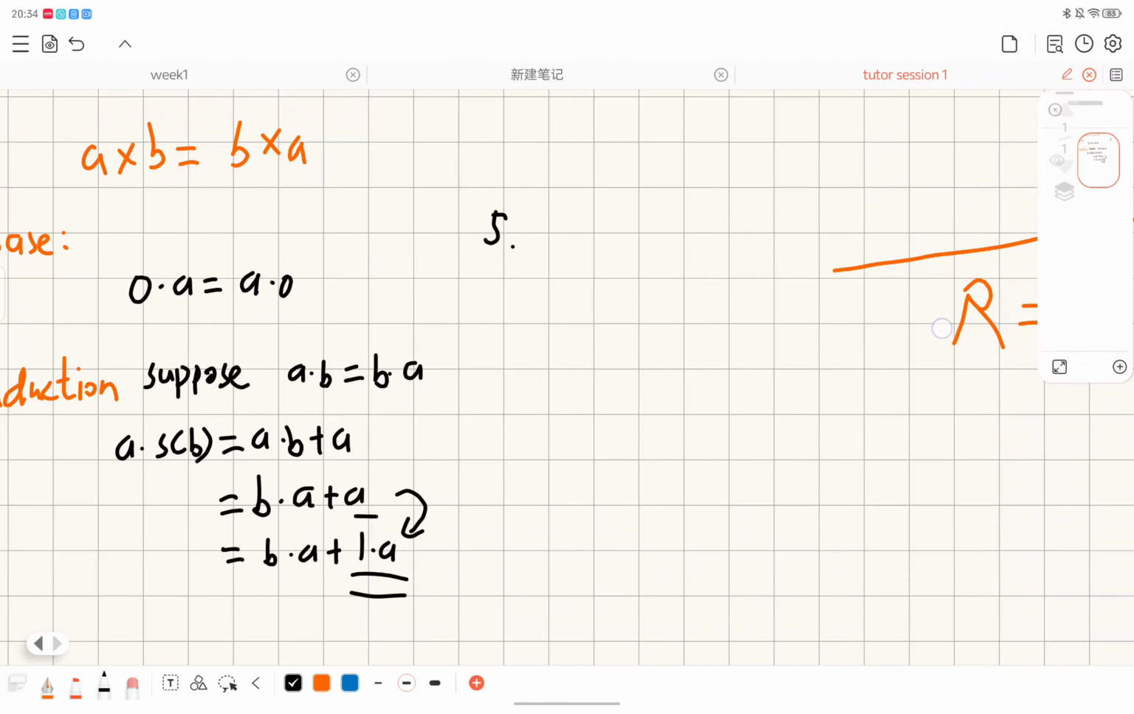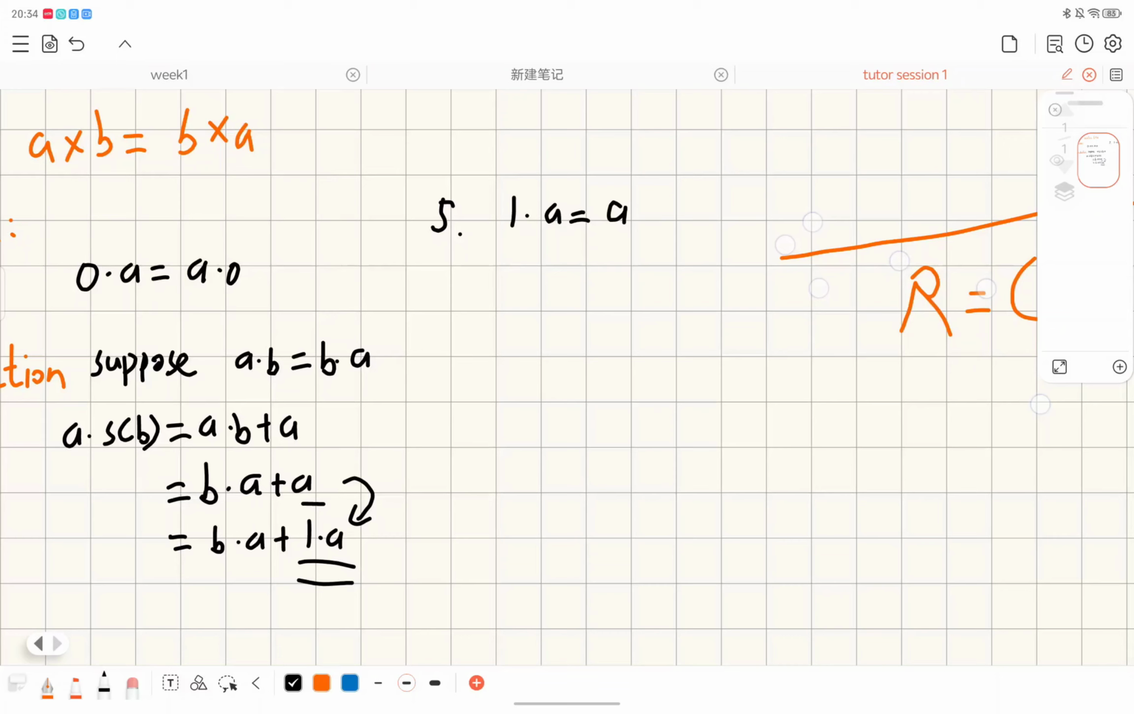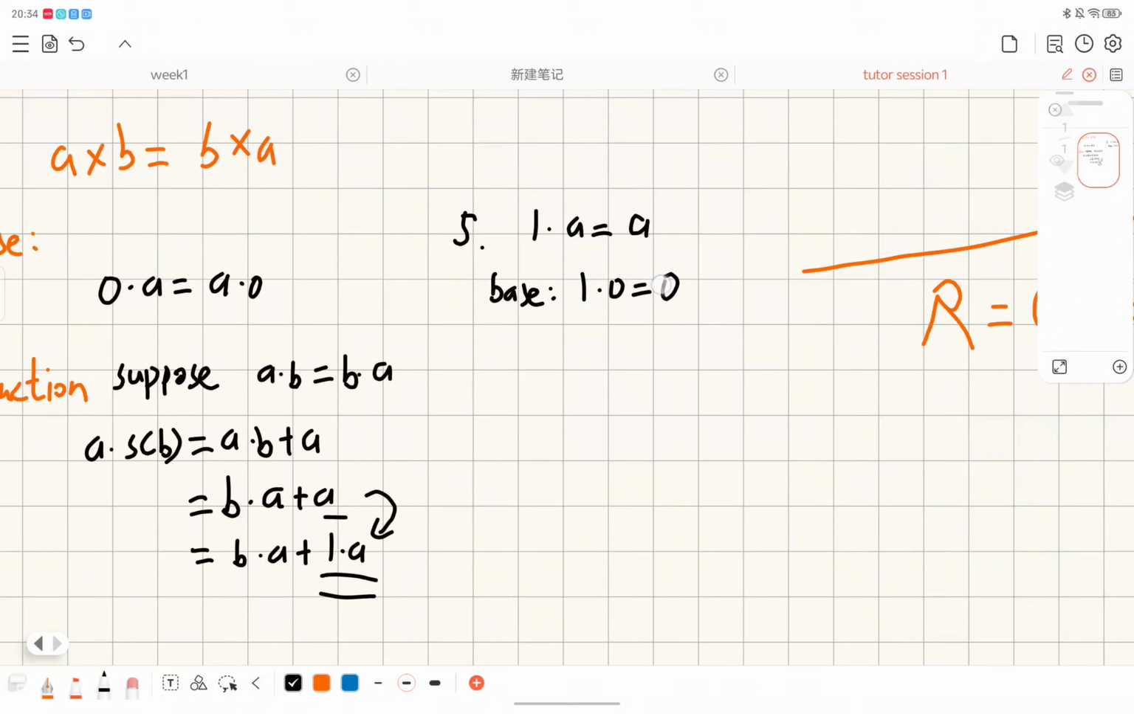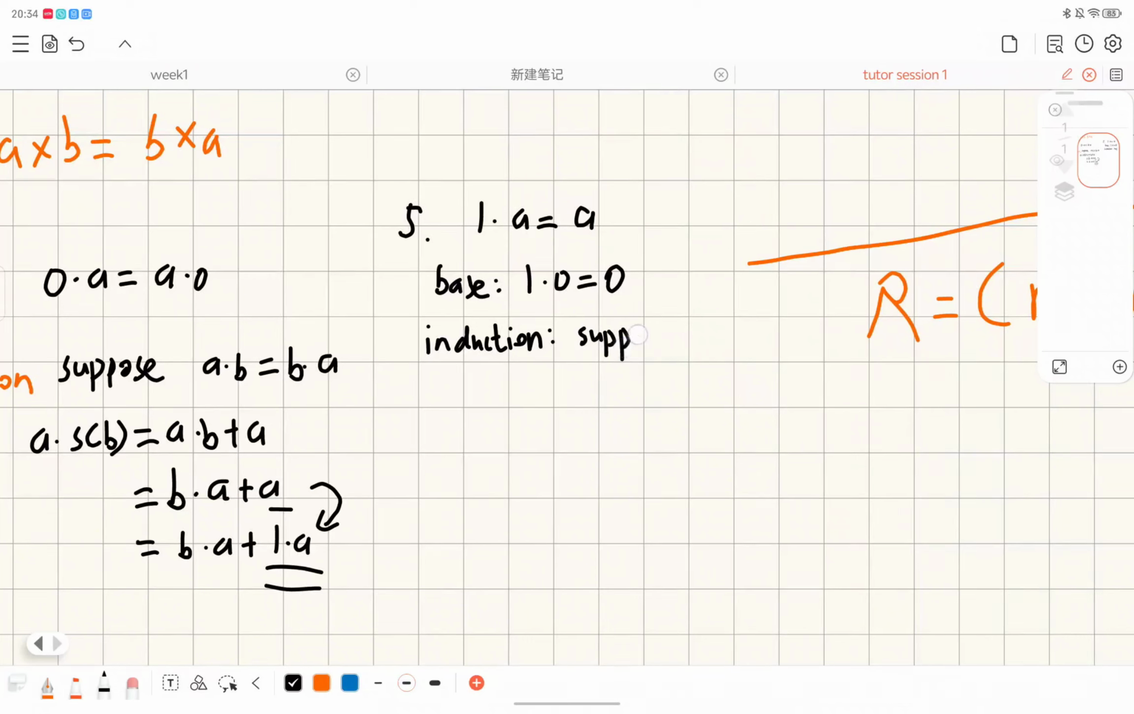For lemma 5, we want to prove that 1 times A equals A. Oh no, we just want to prove this one. So firstly, the base case: we set A to 0, so we know that 1 times 0 equals 0. This is directly true. And the induction is what? Suppose we know that 1 times A equals A. Then 1 times SA is what? It equals 1 times A plus 1, right?